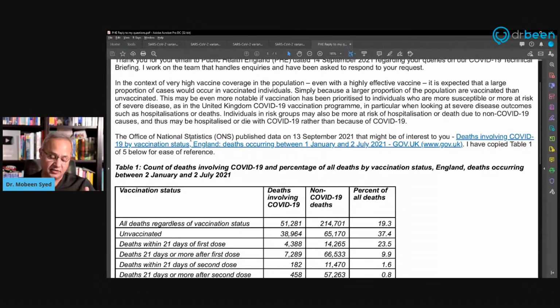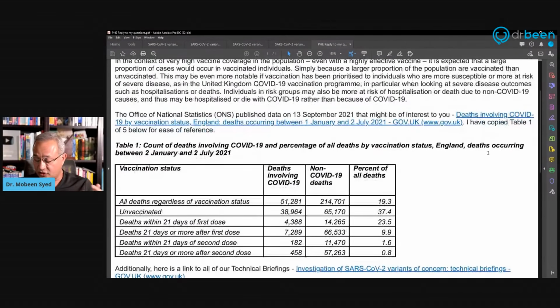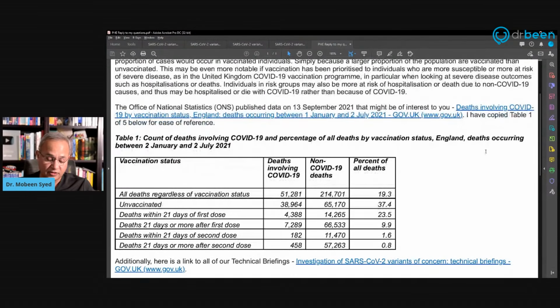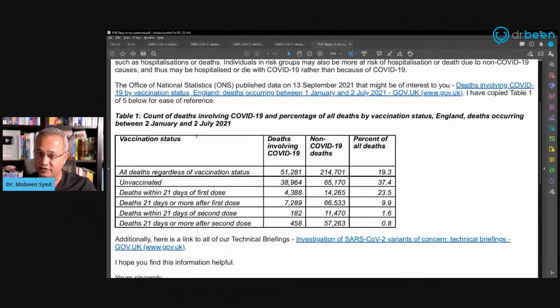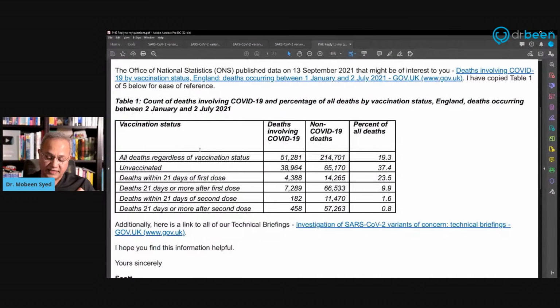Then they say the Office of National Statistics published data on 13 September that might be of interest to you, and they sent me to the link that I had actually shared yesterday. I'll share that link again here. And then Scott was kind enough, he said, I've copied table 5 below for ease of reference. This is a very, very important table. Yesterday, I showed a diagram below, I believe, this table, but it was on the same link.